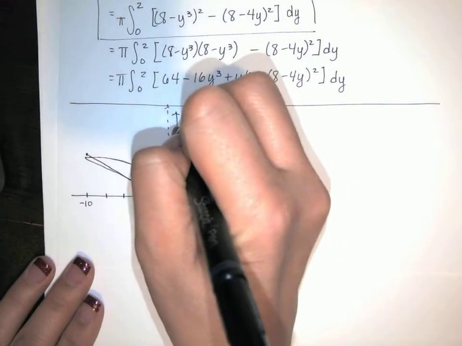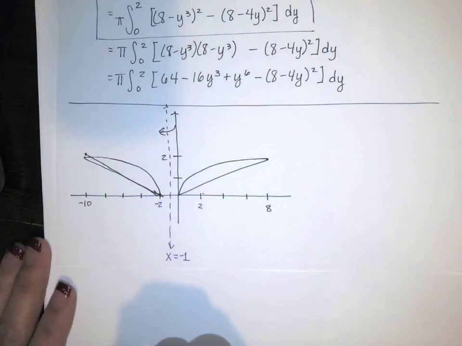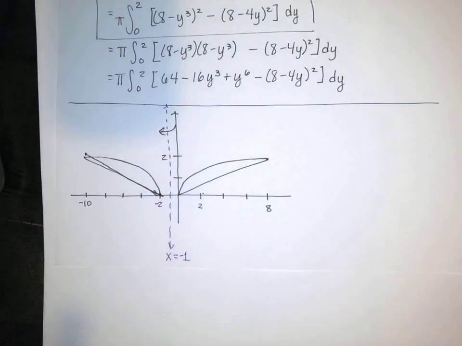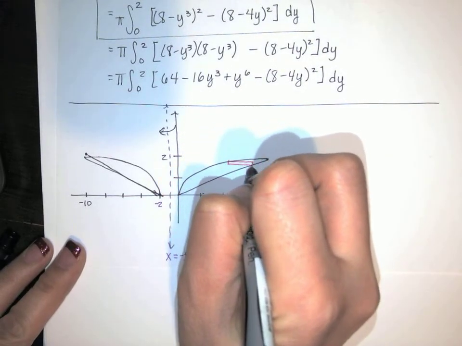We get the idea. So we're taking this guy and we're rotating it around here, and it's going to look something like that. Now we're going to slice perpendicular to the axis again. So we get discs or washers.